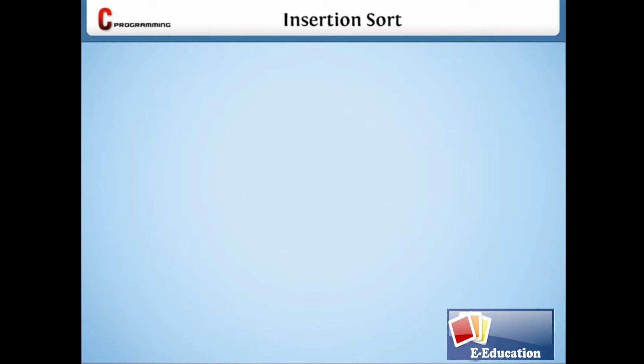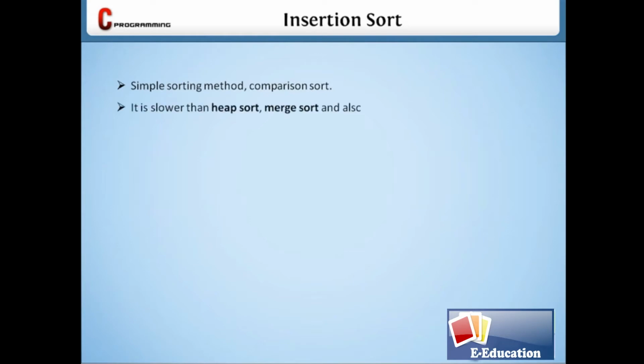Insertion sort. You have seen many sorting methods in the previous lessons. In this lesson we will talk about one more sorting method, and that's called insertion sort. Insertion sort is a simple sorting method, a comparison sort, in which the sorted array or list is built one entry at a time. It's slower than the heap sort, or the merge sort, or the shell sort.